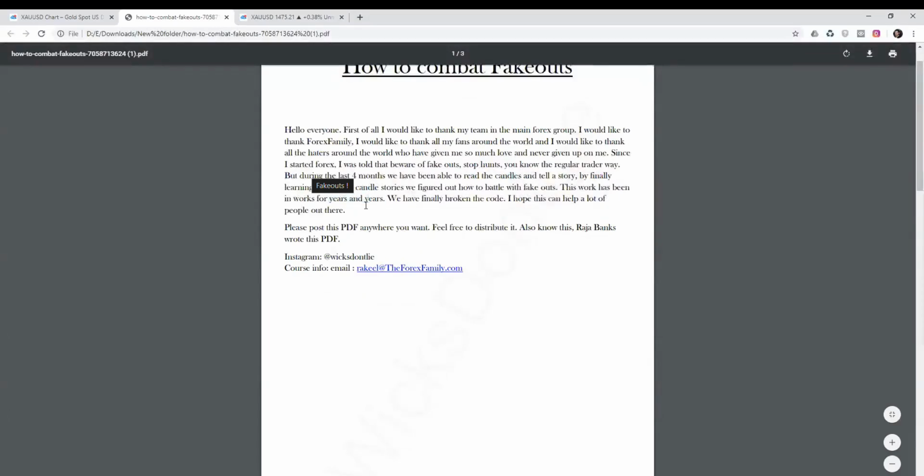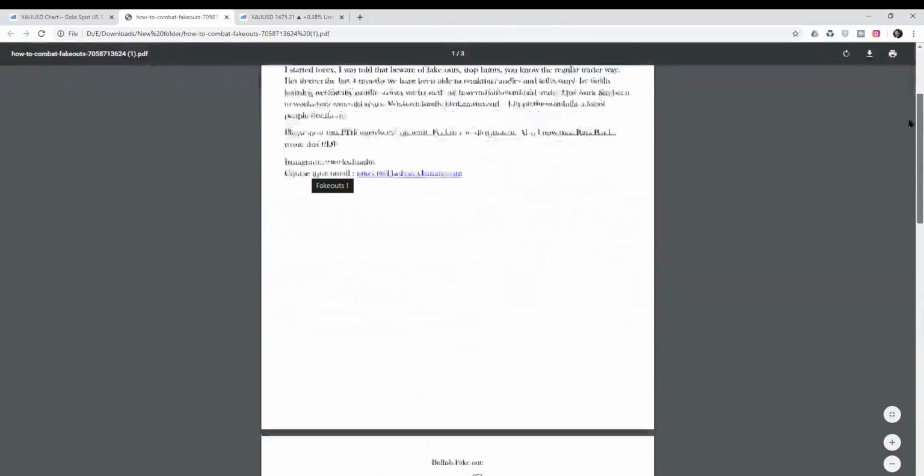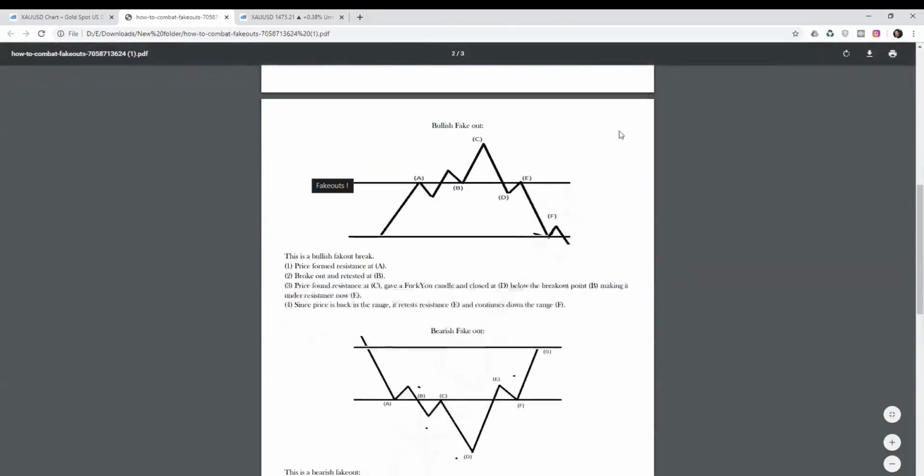That's just a joke. But I spent a lot of time looking at fake outs, seeing if they work or not, for 4 or 5 months. And then I wrote the PDF. I'm like, okay, this makes sense. So let's bring it out.